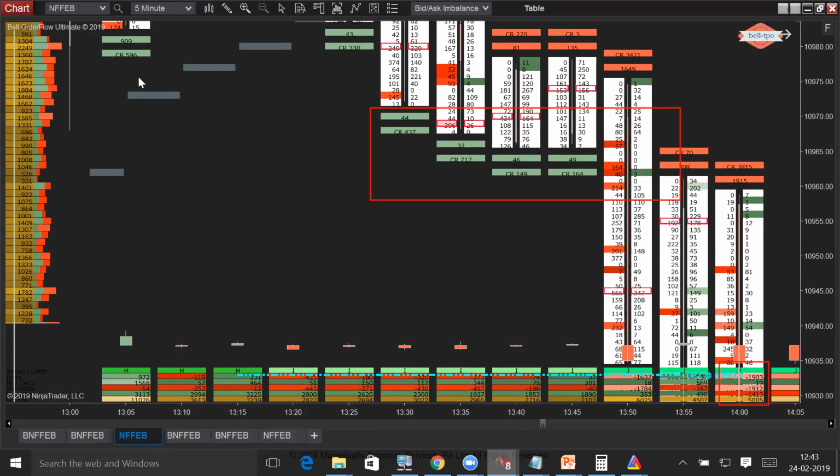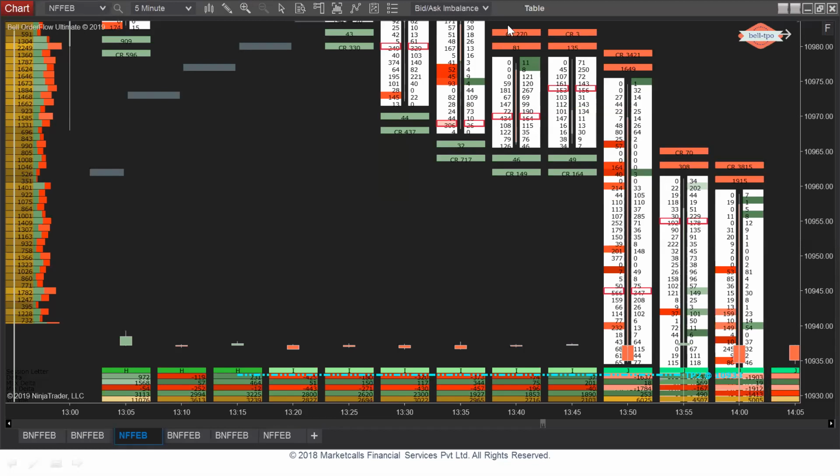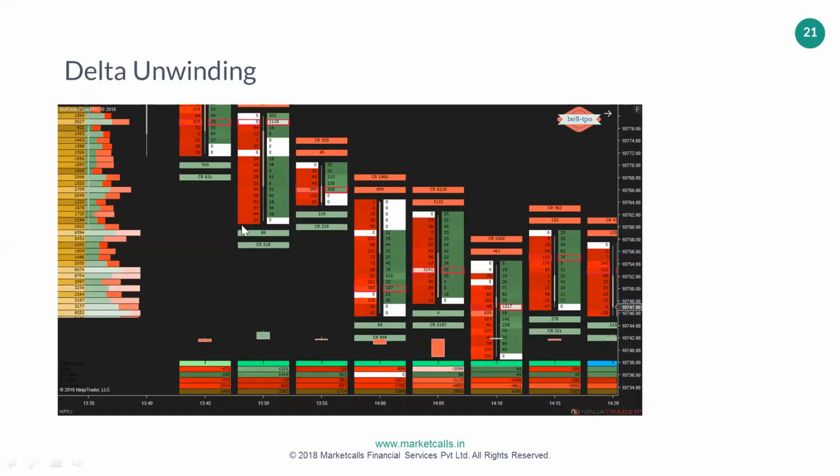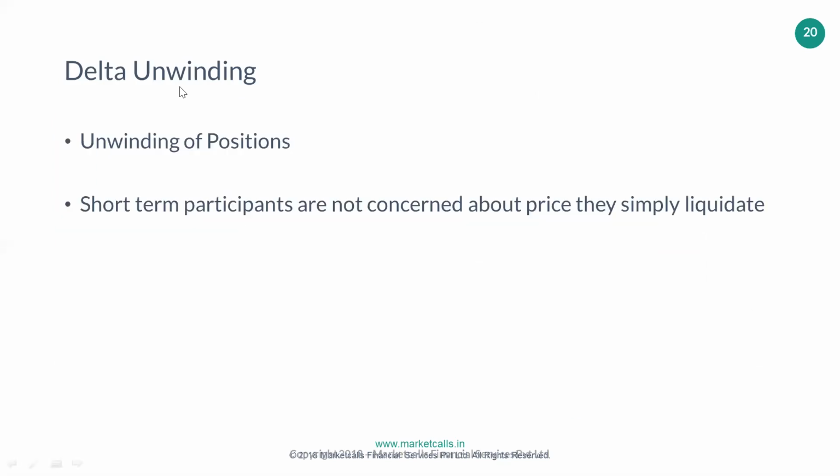So to explain the scenario again, I'm going to repeat what happened over there, how the players tend to behave in a delta unwinding. There will be an initiative drive move, first of all. Always that initiative drive will be with delta positioning. So where you find a block of delta value, that zone has to be monitored. That zone has to be monitored for any absorption or any one more initiative drive.